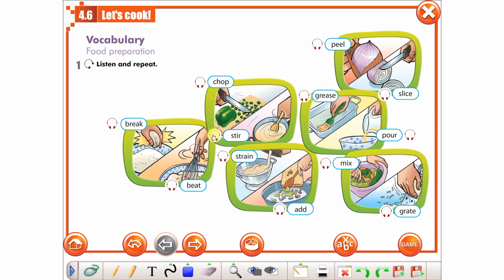So here are mainly the main vocabulary. Break, beat, strain, add, stir, chop, grease, pour, mix, grate, slice, peel.